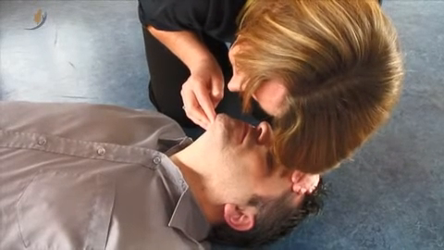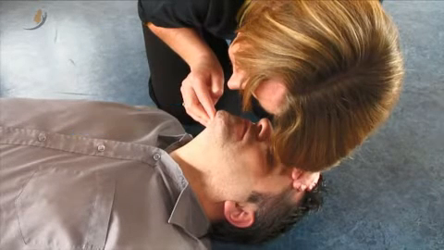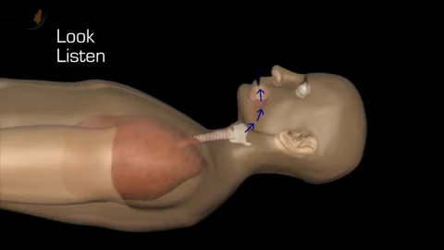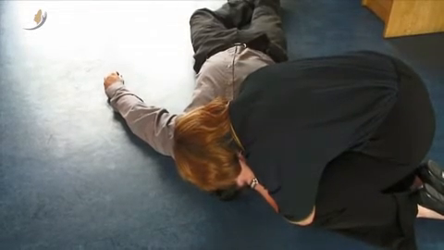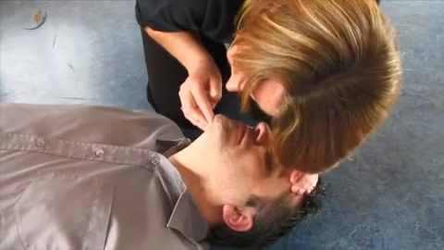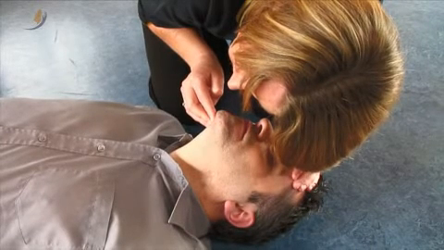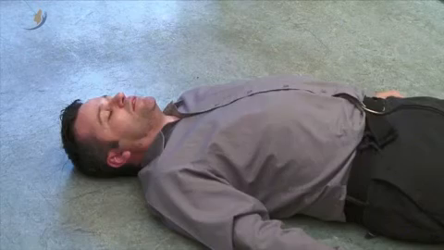Next, place your ear over the patient's mouth and look towards his chest. You check for breathing by looking, listening, and feeling for normal breathing for 5 to 10 seconds. You look at the chest to see rise and fall. You listen over the mouth to hear the patient breathing and feel the patient's exhaled air against your cheek.